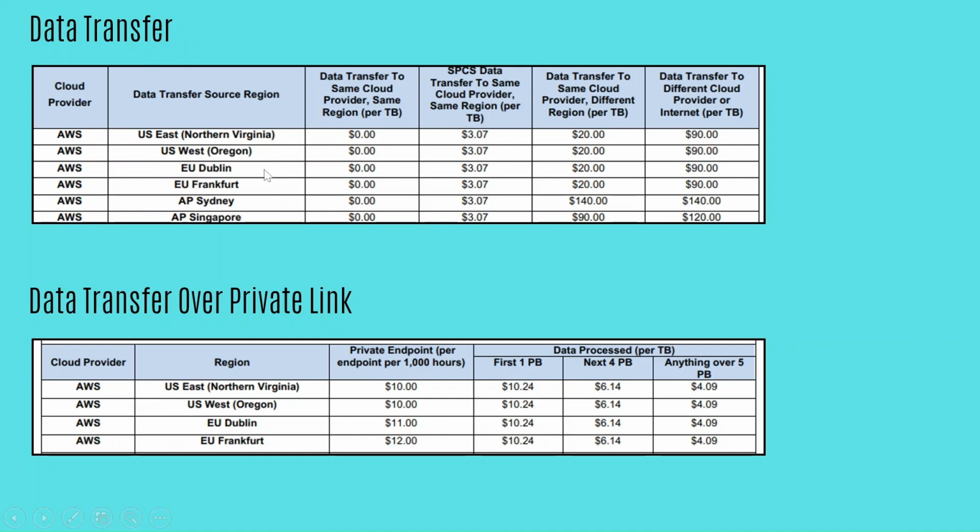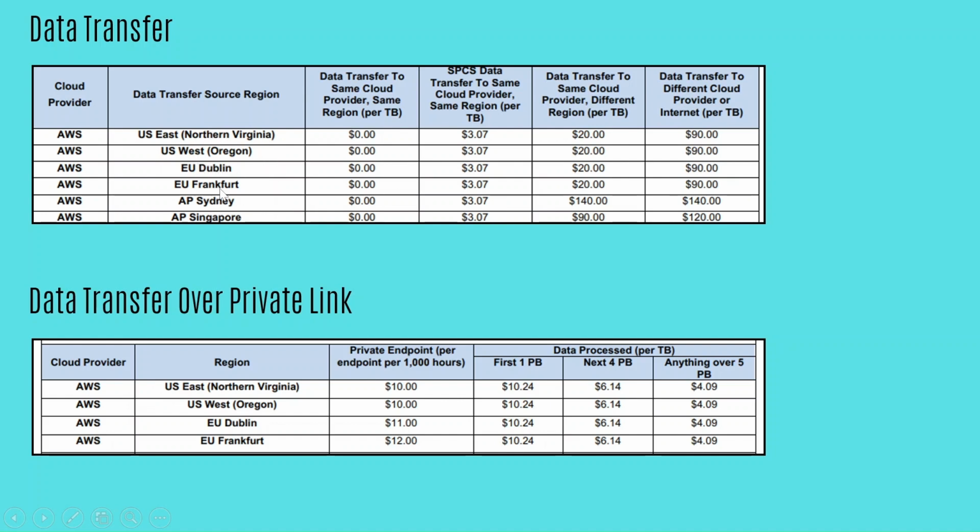So basically this is your source region and your data is moving out from this source region. These are the charges. Now one important thing, you see this AP region? For the AP Singapore region, your charge is $90 per TB if your Snowflake data is going out of this. Same for AP Sydney, it's 140. Which means these charges differ from region to region.